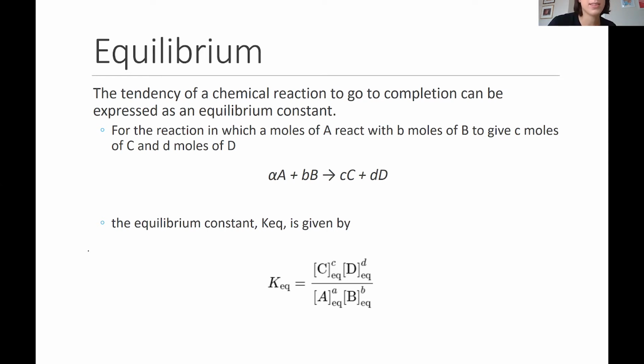Let's say we have some reaction of A that reacts with B to make C and D. To write an equilibrium constant, that's called Keq, you would set up your equation as the concentration of the products, and notice they're raised to whatever the balanced number is in front, over the concentration of the reactants, again, raised to the mole number that is in front of that species. This gives you the equilibrium constant.